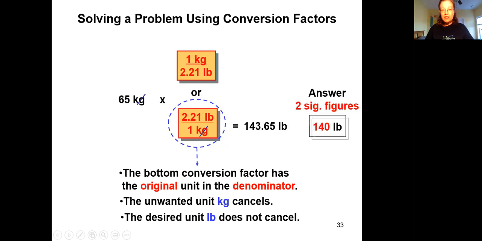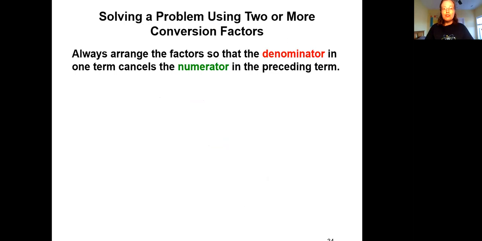The 0 at the end is not significant because there's no decimal drawn in. No decimal, the zeros at the end don't count. They're placeholders. They're important, but they're not significant figures. I want you to always arrange your conversion factors so that the denominator in one term cancels out the numerator in the preceding term. Let's do this again together.